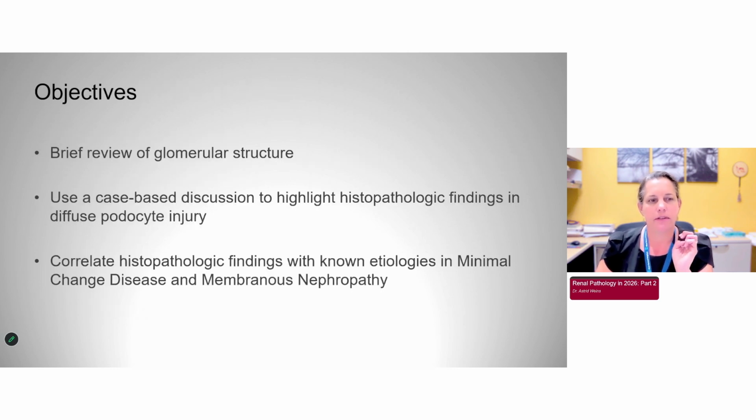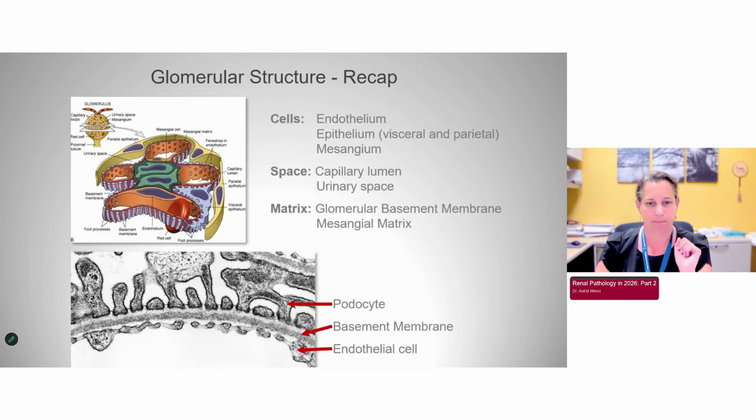The objectives of this talk will be to briefly review glomerular structure with an emphasis on the glomerular filtration barrier. We're going to use some case-based discussions to highlight specific histopathological findings in diffuse podocyte injury. And then we'll also work on correlating histopathologic findings with known etiologies in minimal change disease and in membranous nephropathy specifically. I know there are a lot more diseases associated with nephrotic syndrome. We will not cover all of those, but this should be very focused on podocytopathies, primary podocytopathies.